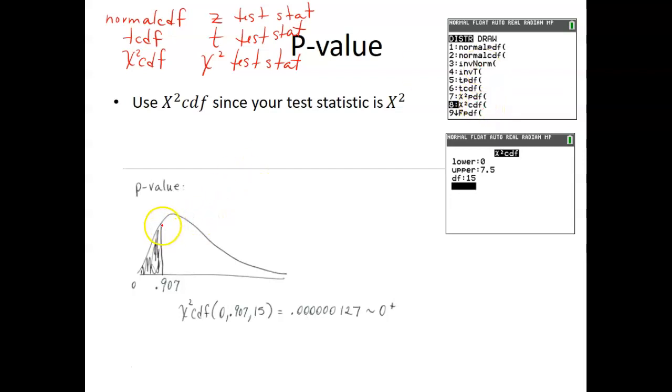So we're going to put the test statistic on our graph, and it's a less than problem, so we're going to shade to the left. So we're going to do our chi-squared CDF from 0. Remember, the chi-squared distribution does not go below 0. So instead of doing negative E99, we're going to do 0 here. 0, our test statistic, and then finally our degrees of freedom. We get this as our p-value, which is practically 0. One good thing is if you happen to forget and put in negative E99, you're still going to get the right answer. So don't worry too much about that.